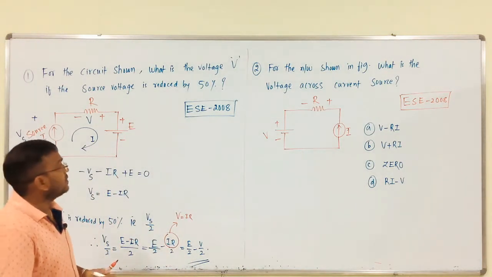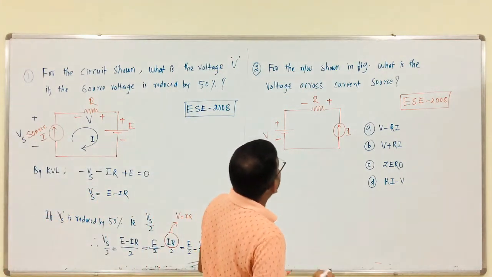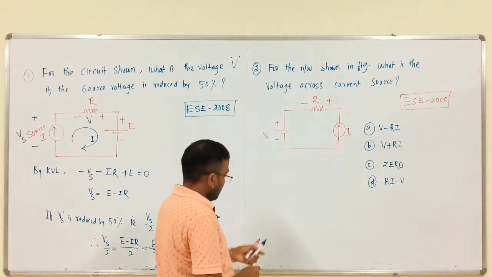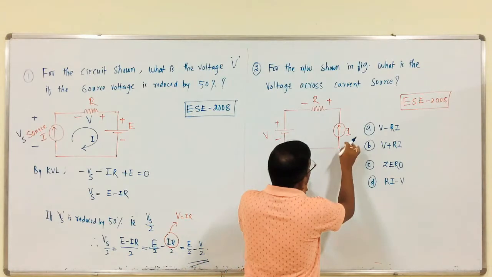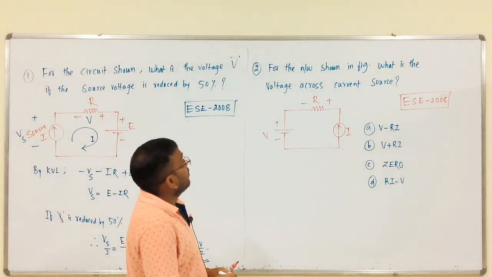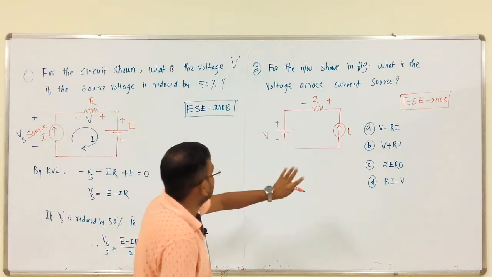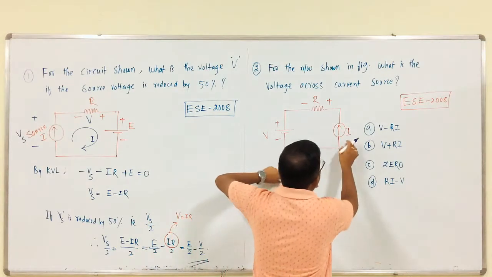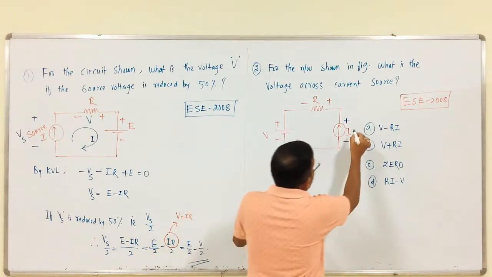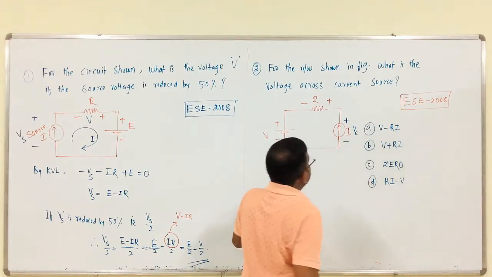Okay. So, next, for the network shown in figure, what is the voltage across the current source? We have to follow. Next question, for the network shown in figure, what is the voltage across the current source? We have to calculate the voltage across this current source. So, this is positive, this is negative. We have to calculate the voltage across this current source Vs.